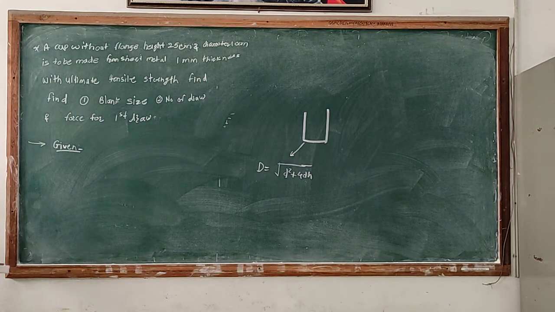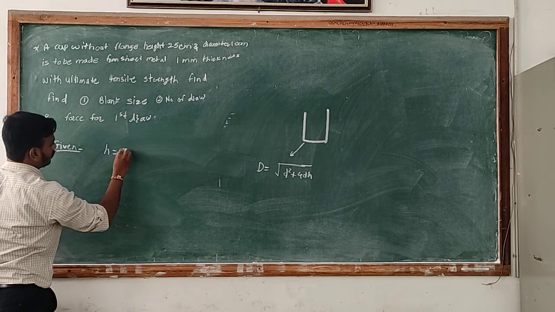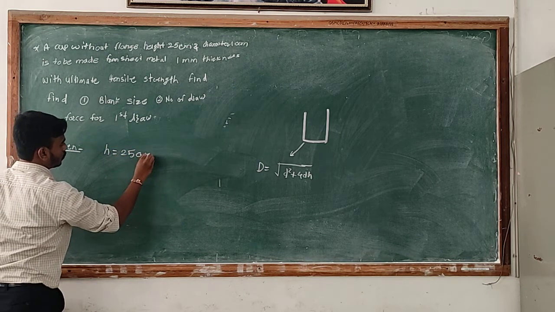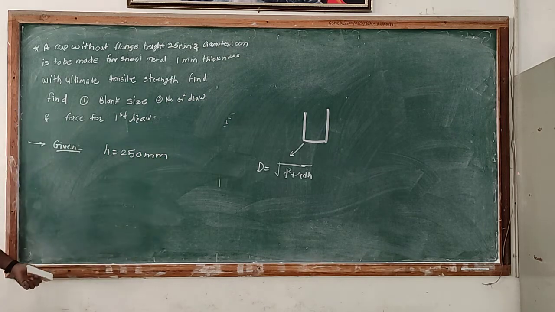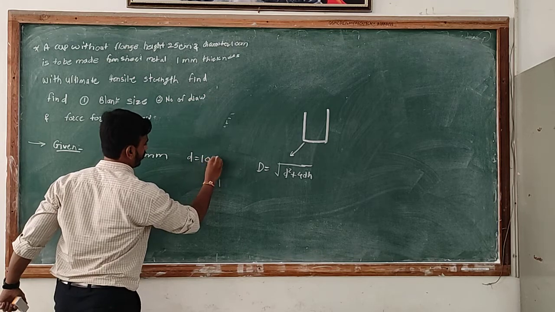Given is that height is 25 centimeter, so h is equal to 25 centimeter. We will convert it into mm, that is 250 mm. And the diameter of 10 centimeter, which is small d they have given, is equal to 100 mm.